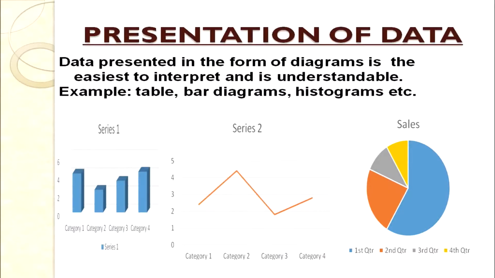In the previous chapter we discussed frequency arrays and frequency distribution, whereas in this chapter we are going to learn how data can be presented in many ways. Data presented in the form of diagrams is easiest to interpret, attractive and easy to understand. For example, when we construct a table, bar diagrams, histograms, pie diagram, we easily get to understand the information.